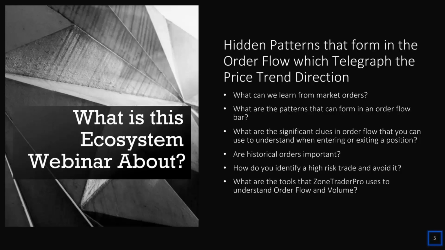Basically, what we're going to look for in this webinar are hidden patterns that form in the order flow, which are going to telegraph where we're going with price direction and reversals. We want to see what we can learn from the market orders. We want to understand what patterns can form in an order flow bar. Does the order flow give us any significant clues to help us understand if we're in a trade, planning to enter a trade, or exiting a trade?